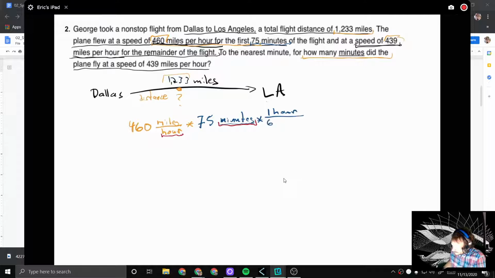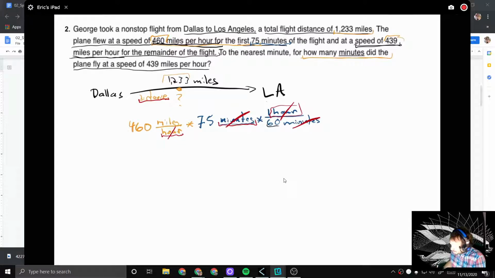per 60 minutes. Now when I do my unit analysis, the minutes is going to cancel with the minutes, leaving hours. The hours can cancel with the hours, leaving miles. So I just need to multiply these numbers across. 460 times 75 over 60. And I will get this distance here, the total distance that the plane flew when it was flying at 460 miles per hour. And you could use your calculator for this. I probably would. It's a little fun to try and do it in our heads, for me at least.